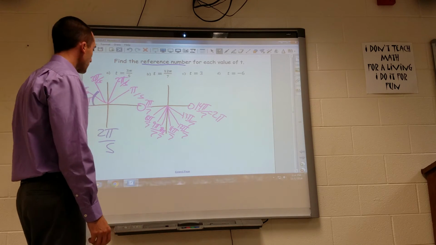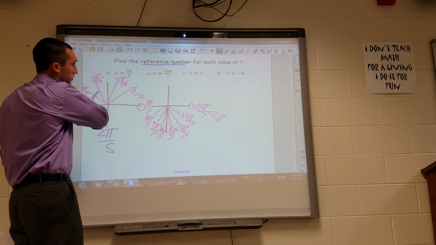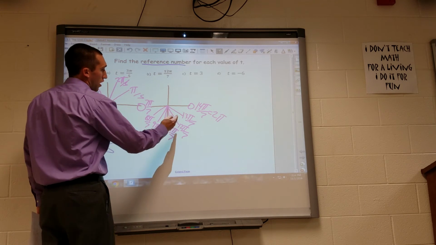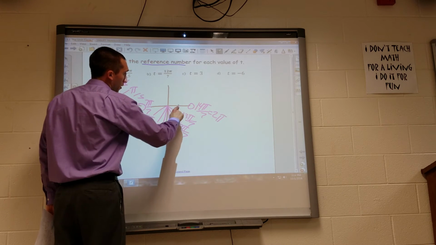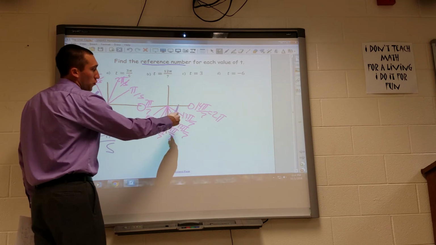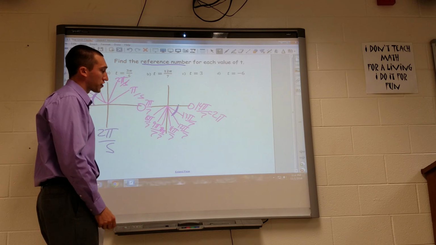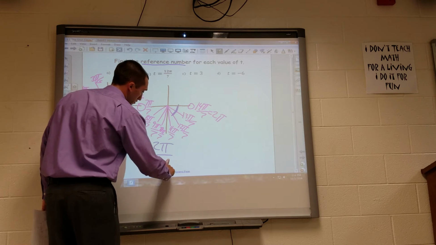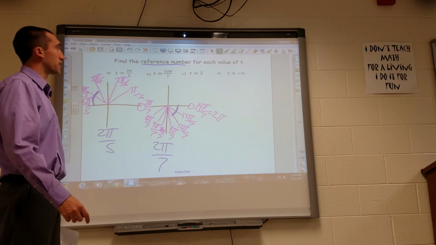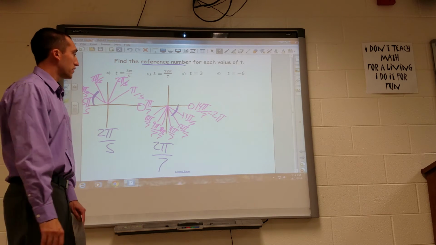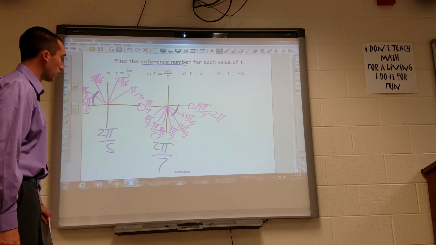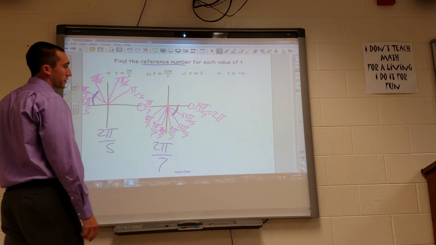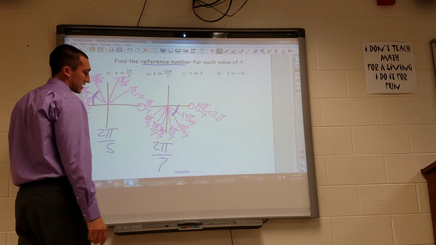But the question asks us for strictly when t equals 12 pi over 7, what my reference number would be. So here we can see we are 2 pi over 7s away from getting back to the x-axis. So 2 pi over 7 is my reference number, my reference angle. Reference number, reference angle mean the same thing. So in this case, my reference number, 2 pi over 7, is how far away from the x-axis I am.